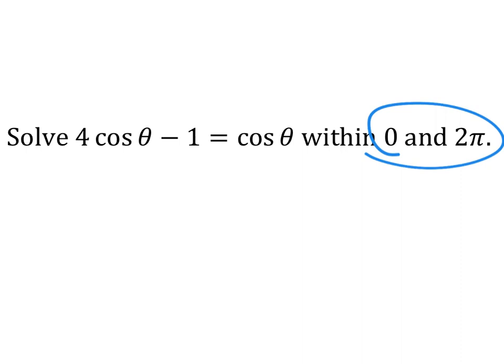What do you think you should do first? Okay, so you can see that cosine is repeating, so obviously we're going to subtract cosine on both sides. So basically combine like terms. 4 cosine minus 1 cosine is 3 cosine.